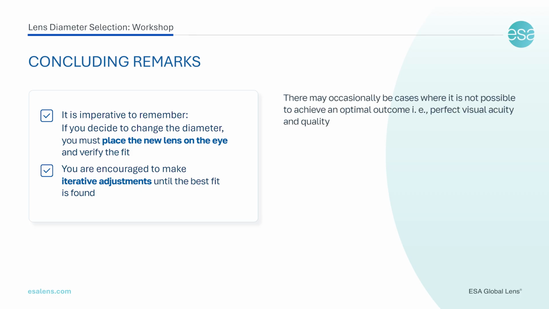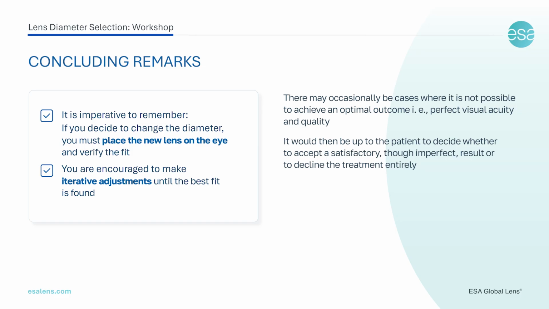There can be scenarios where all options have been exhausted and the optimal desired outcome remains unachievable. Fortunately, it is a rare event. In such a situation, the conversation must shift to the patient. They should decide if the level of undercorrection or the reduction in visual quality is outweighed by the therapeutic benefits, such as freedom from glasses during the day or myopia control.